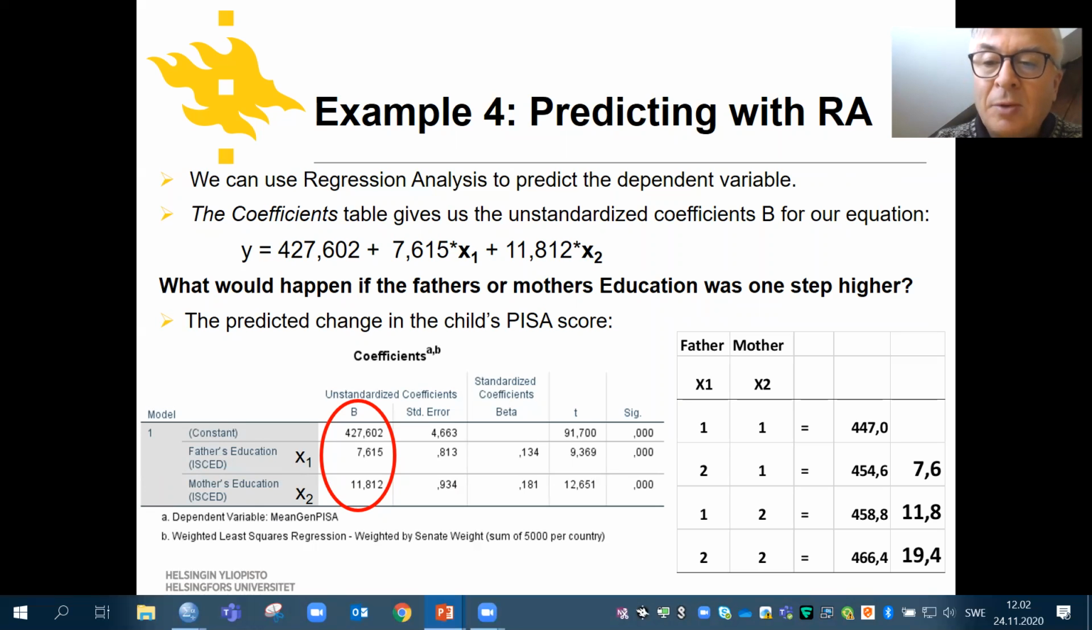We do it the other way round, and we can see that because the mother's coefficient is clearly higher than the father's coefficient, the raise, if we add mother's education, is higher than that of father's education. And if both are raised, then we get an even higher result. So here we have already 19 points.